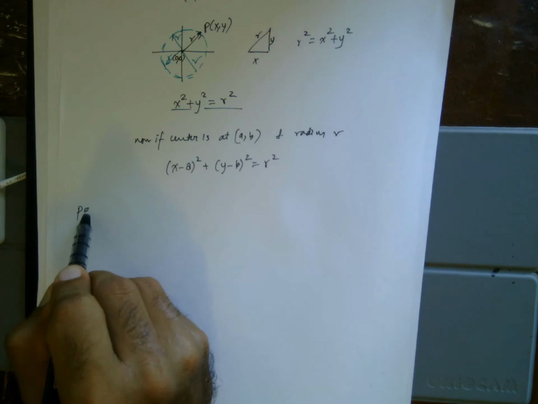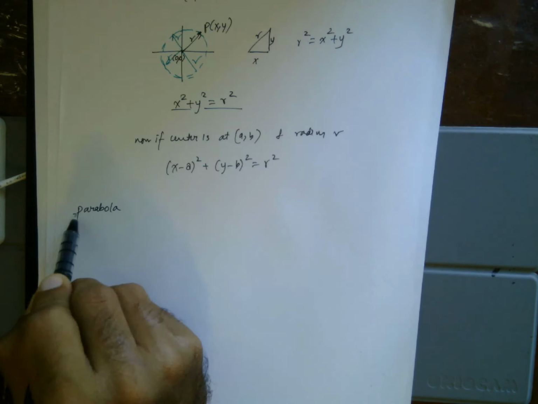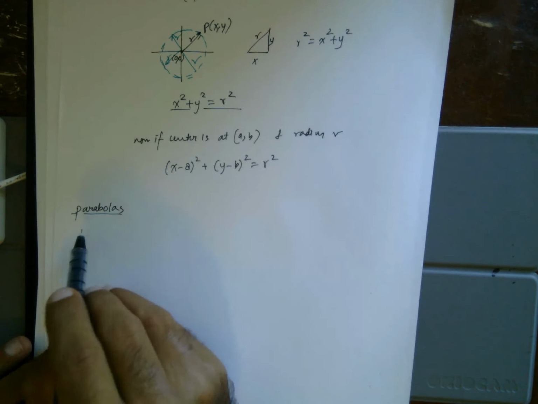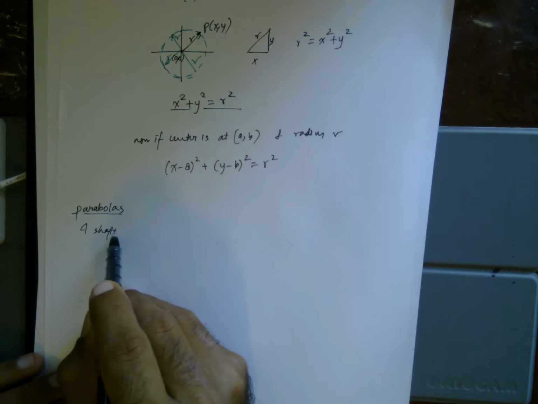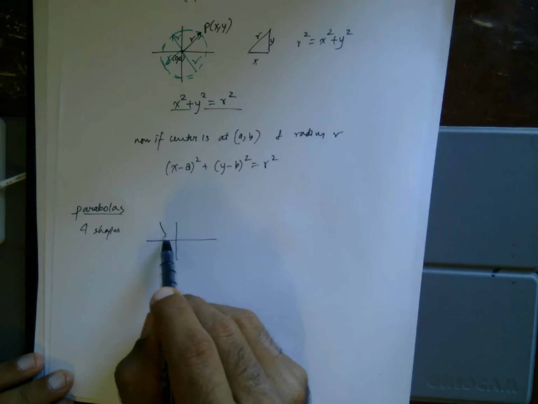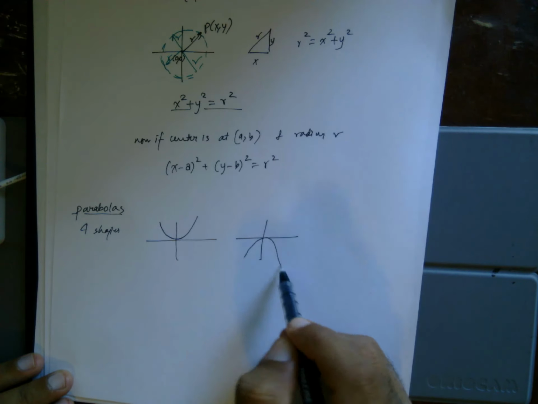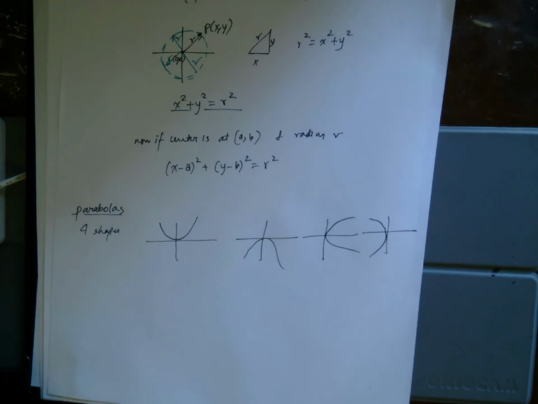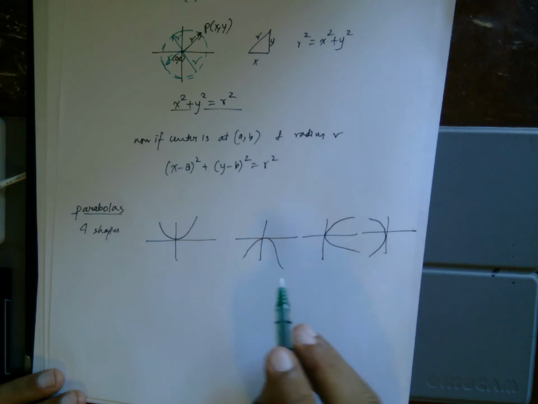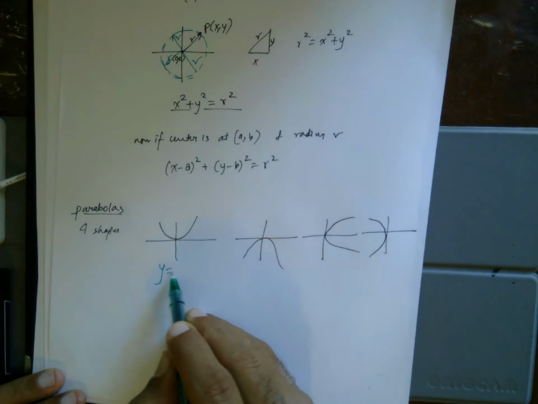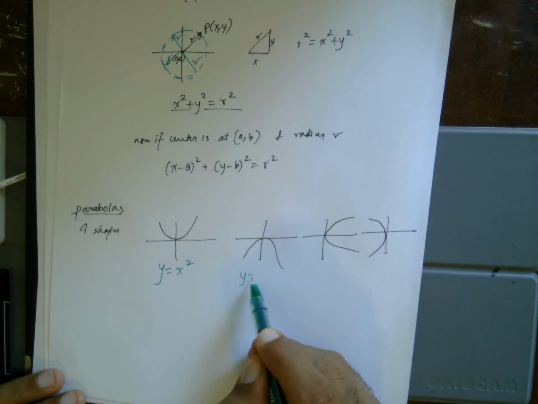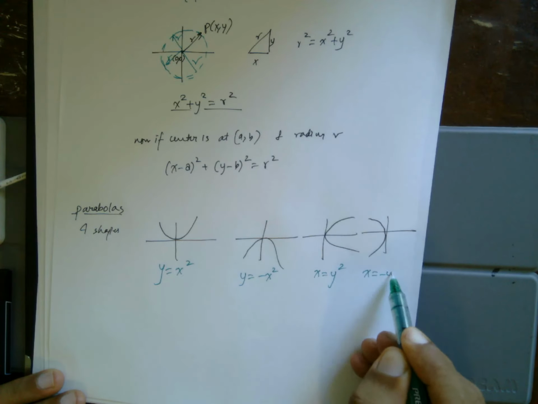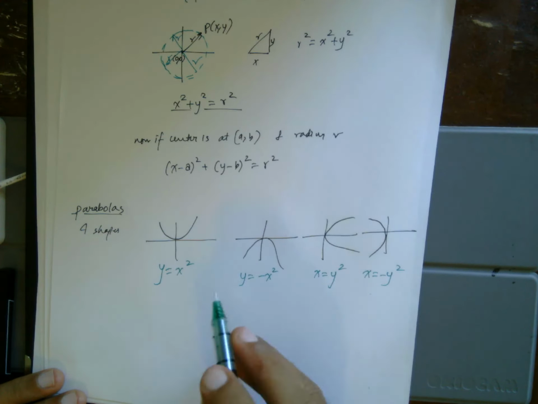Next, in the notes section, I asked you to fill out what you know about parabolas. You can have four types of shapes: in general, upward opening, downward opening, rightward opening, and leftward opening. Some of them are familiar. For example, this is y equals x squared, and this is y equals negative x squared. This is x equals y squared, and this is x equals negative y squared. So this is a very basic shape.